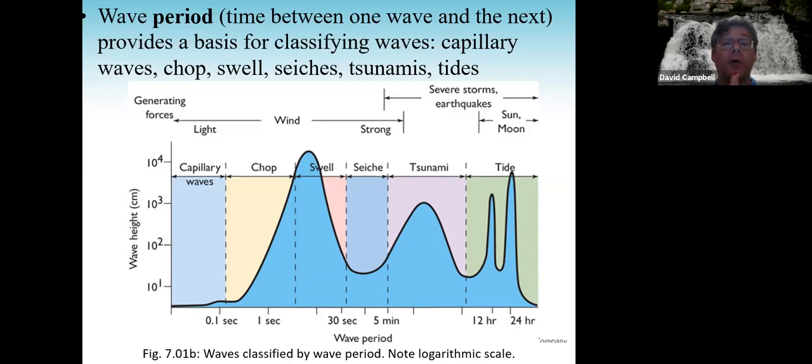Tsunamis are relatively long period waves, often quite large, and they are triggered by some sort of severe disturbance to the ocean. Occasionally it can be a storm. More often it's an earthquake. Various things, we'll look at those more. Tides being quite different, generated by the gravity of the sun and the moon, have a lot of their own special properties. So we'll have a whole chapter dedicated to those, but they are a special category of wave.